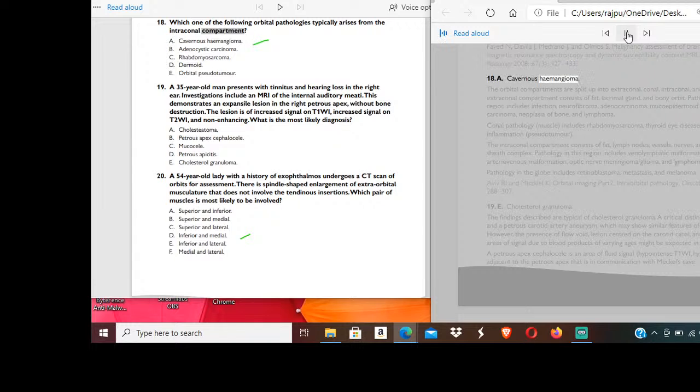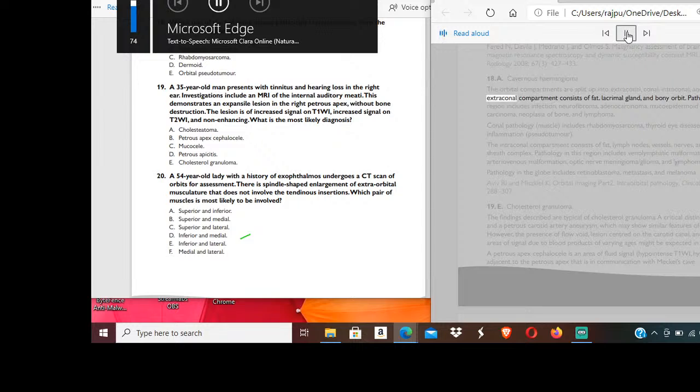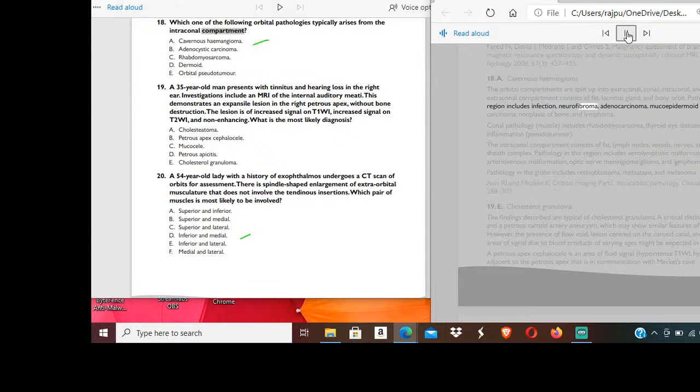18. A. Cavernous hemangioma. The orbital compartments are split up into extraconal, conal, intraconal, and globe. The extraconal compartment consists of fat, lacrimal gland, and bony orbit. Pathology in this region includes infection, neurofibroma, adenocarcinoma, mucoepidermoid, and adenoid cystic carcinoma, neoplasia of bone, and lymphoma. Conal pathology, muscle, includes rhabdomyosarcoma, thyroid eye disease, and idiopathic orbital inflammation, pseudotumor.